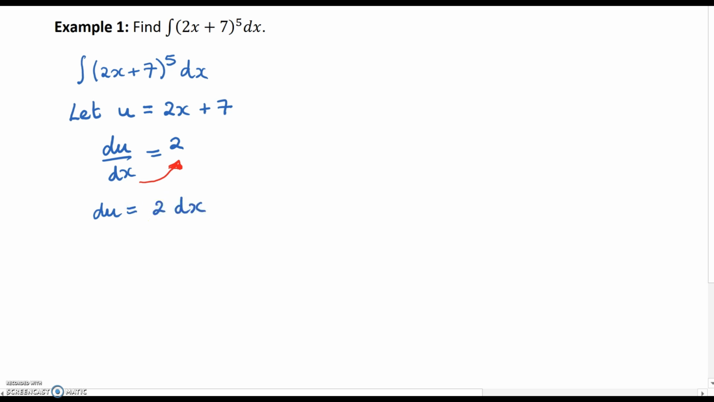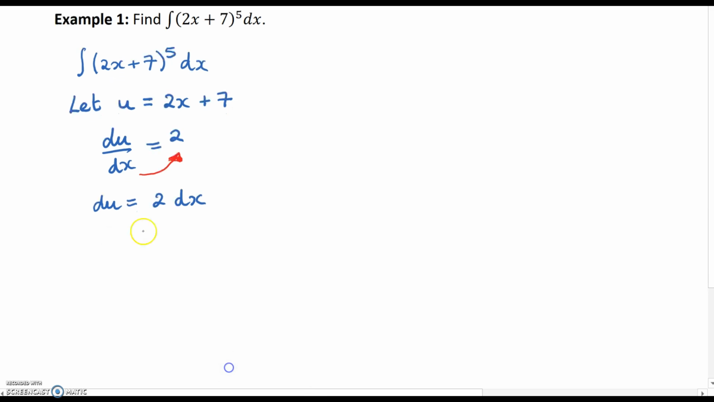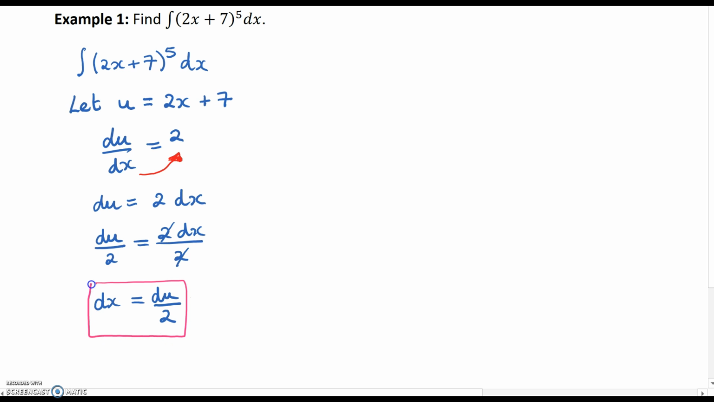Now it's the dx that we want to get on its own. So now divide by the 2, so that will leave you with dx on its own. Du over 2 equals 2 dx over 2. The 2's will cancel, and that leaves us with dx is equal to du over 2. Now the two important parts of this that we're going to highlight and going to use are when we have dx on its own and when we have u on its own at the start. Okay, so we can do the rest of the question now.